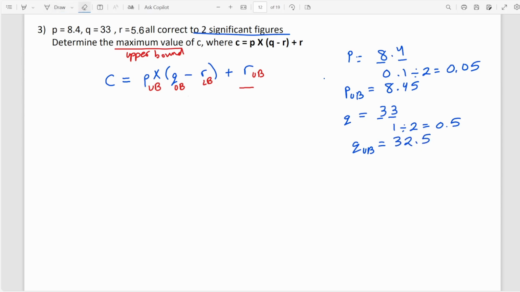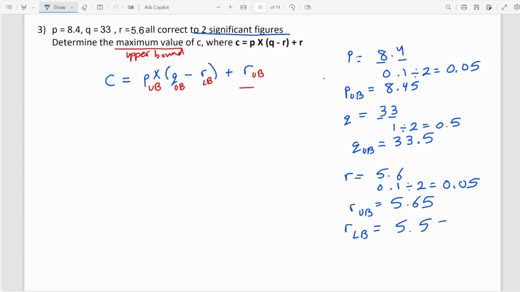I'm sorry, I accidentally subtracted. Upper bound, we add them, so 33.5. Okay. Finally, R. R is 5.6, correct to two significant figures as well. This right here is the second significant. Everything else turns to a 0. Divided by 2, 0.05. Now notice something. For R, we actually want the upper and the lower bound, both of them. So R upper bound is equal to the addition, which gives you 5.65. And R lower bound is subtraction, which gives you 5.55, okay?